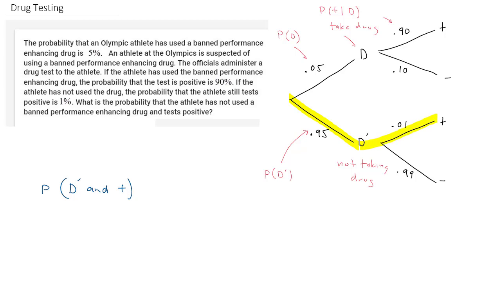So what essentially we have to calculate here is we have to take the probability of the complement of D and multiply that times the probability of positive given the complement of D. And those are just the probabilities along the branches. So 0.95 times 0.01. We multiply those two together. We get 0.0095. So there's less than a 1% chance that they have not used drugs and they still test positive. Remember, when you're following a branch, you're always multiplying the probabilities, and that's what we did in this case.